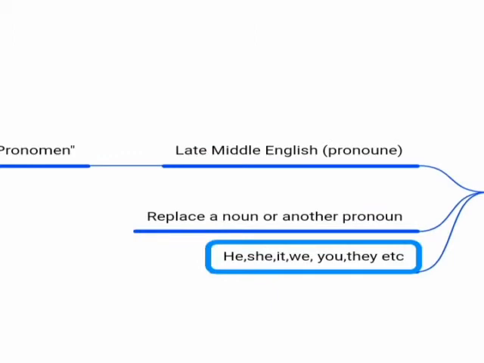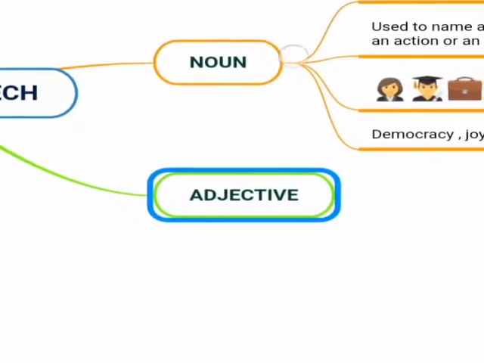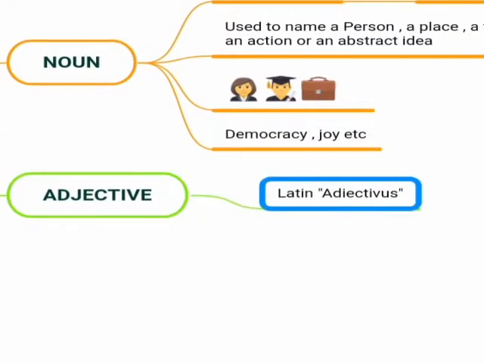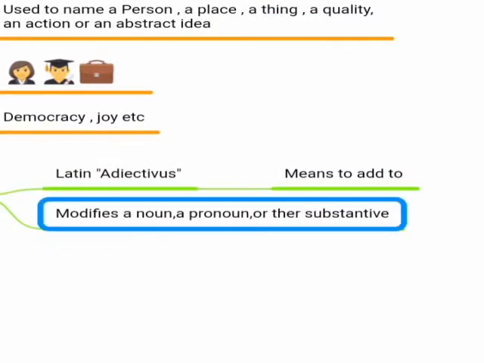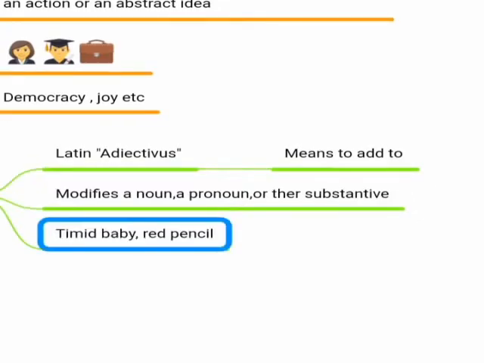The next part of speech is adjective, which comes from the Latin word additivus, which means to add to. It is used to modify a noun, a pronoun, or other substantive. For example, timid baby, red pencil.